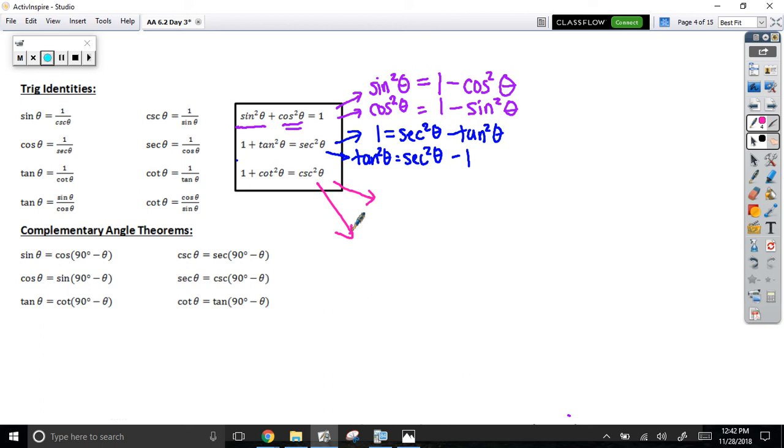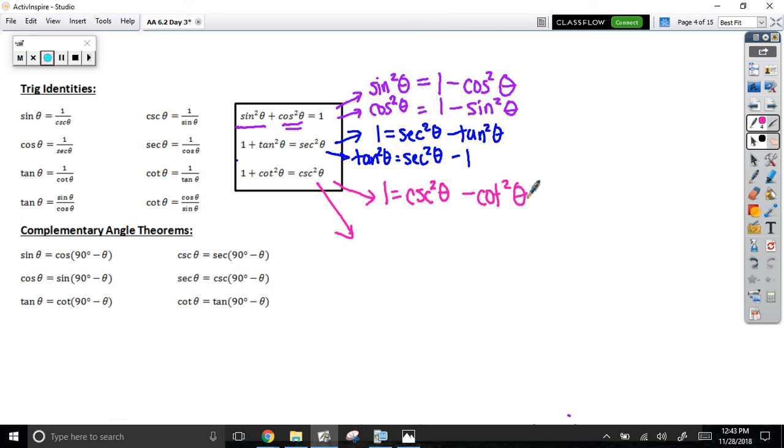Anyone besides Kara? Looks like you're writing them, so you know them. You share them. Julian? 1 equals cosecant. Yes. Cosecant theta minus cosecant. Good. Okay, make sure you have your squares on there.